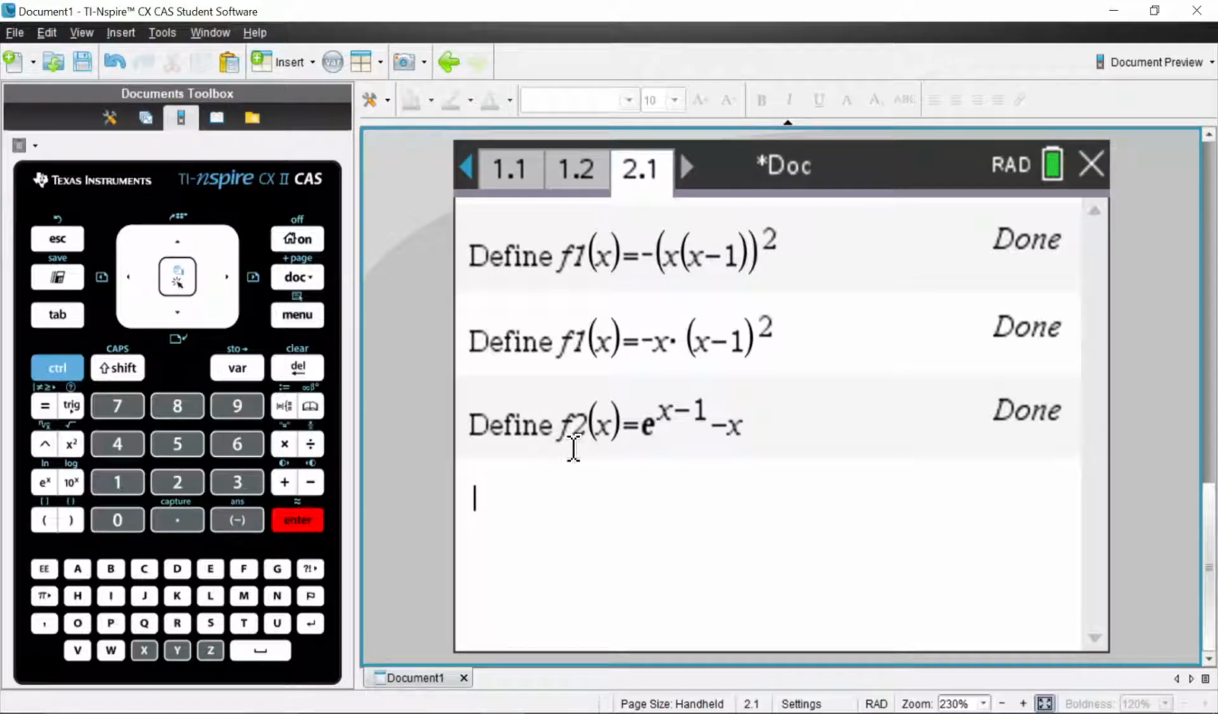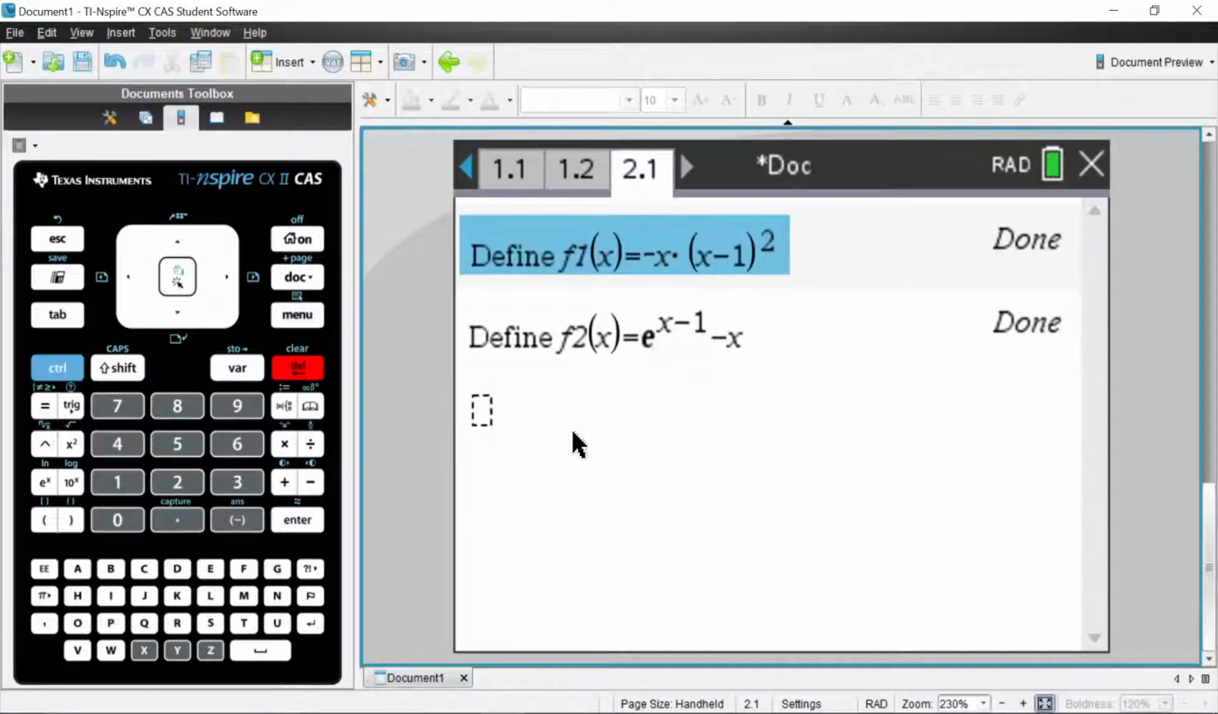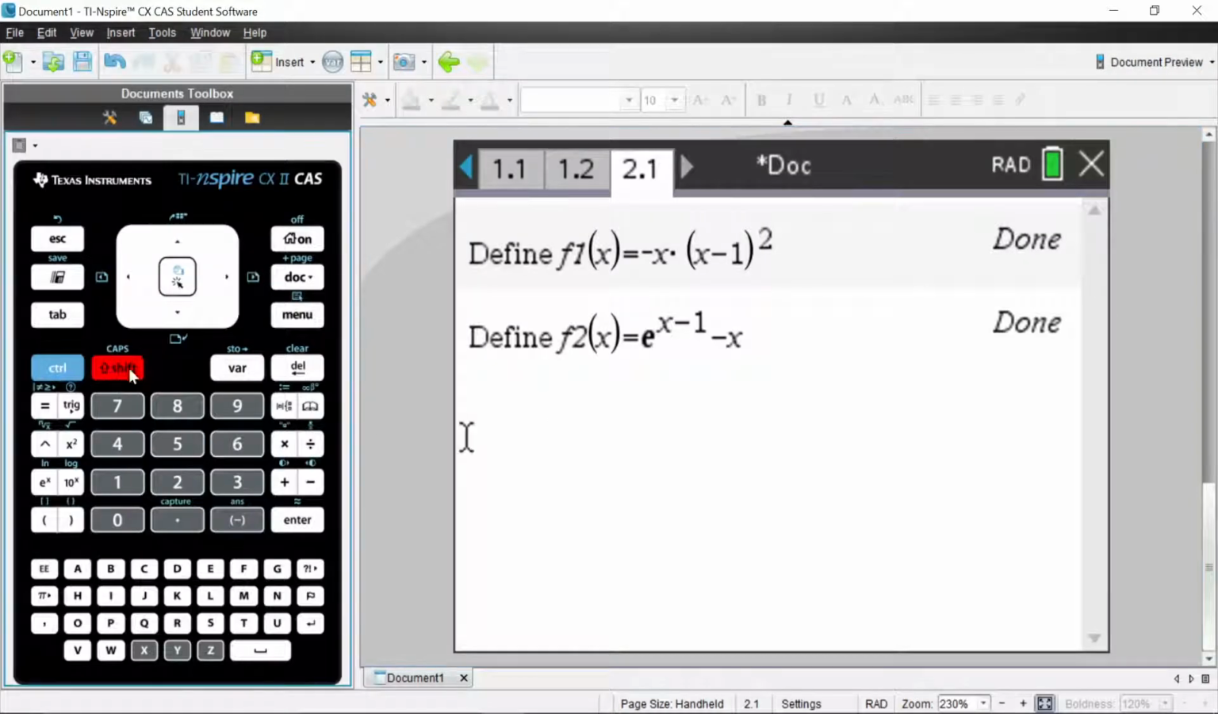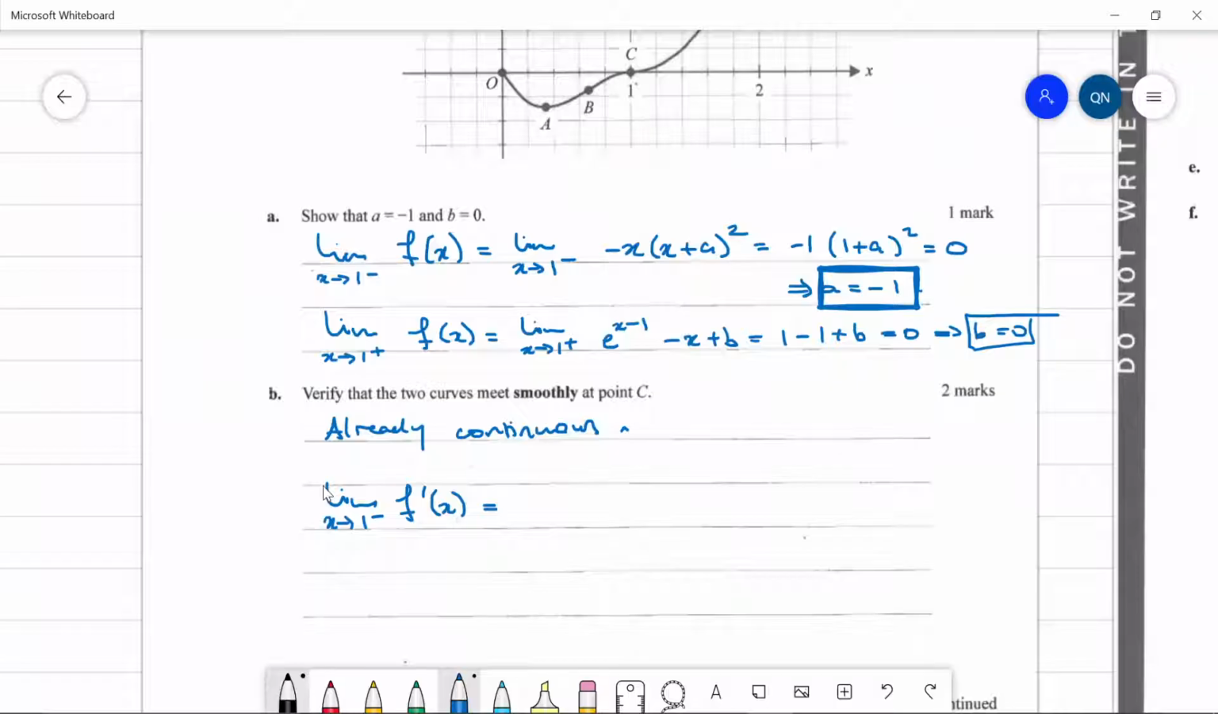And what we need to do is evaluate the derivative. It's already continuous, so we just take a look at the limit as x approaches 1 from the negative side of f prime of x. That's just the derivative of f1 of x, and that's the limit as x approaches 1 from the negative side of -(x minus 1)(3x minus 1). And that's going to be equal to 0.